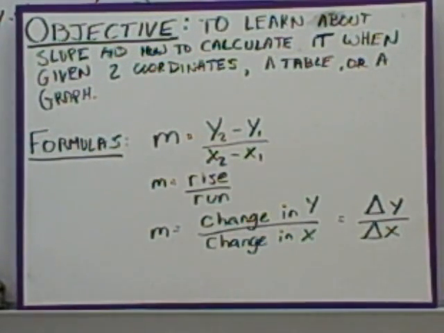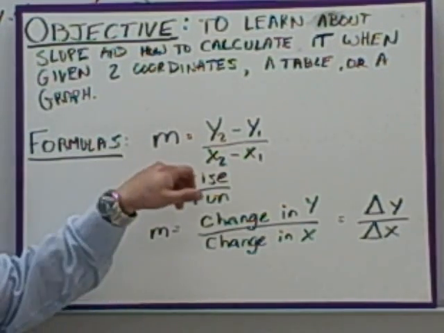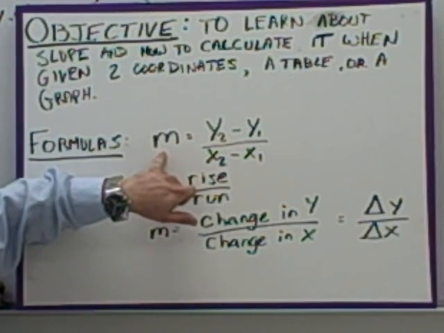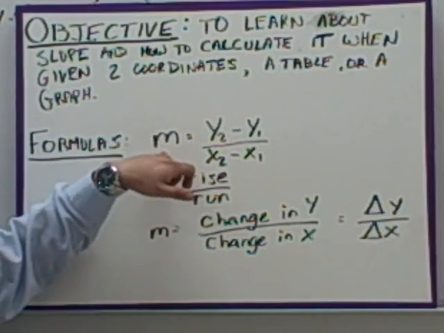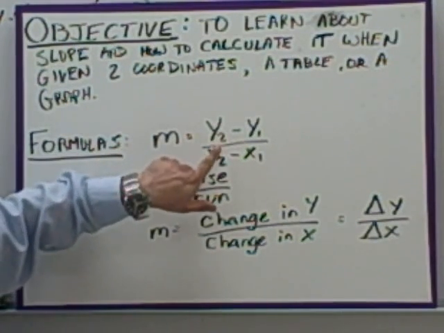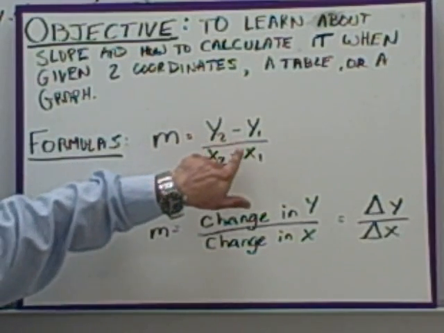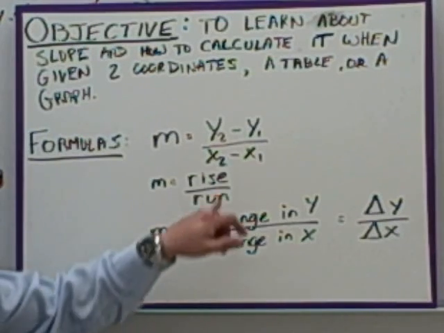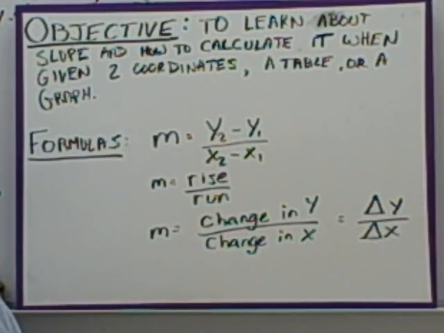The objective of this video is to learn about slope and how to calculate it when given two coordinates, a table or a graph. The formulas for slope, well, the first formula, the one you're going to use the most, is this one where you have little m, and little m stands for slope. Why? I don't know. Look it up on the internet. Confusing story there. But the formula is y2 minus y1 over x2 minus x1, where these little subscripts tell you which coordinate the values come from.